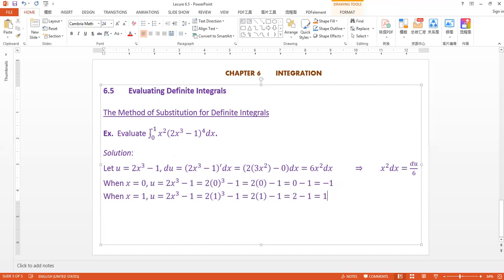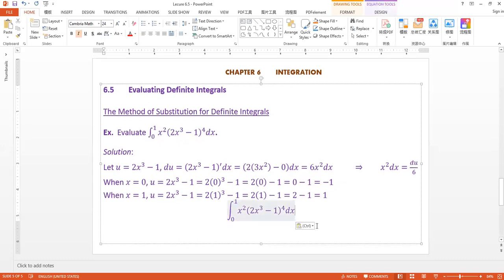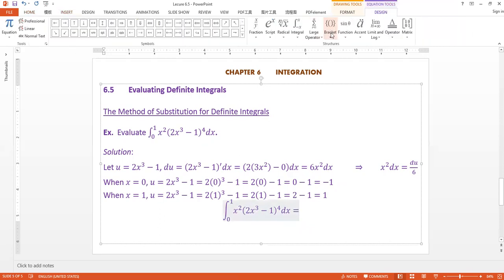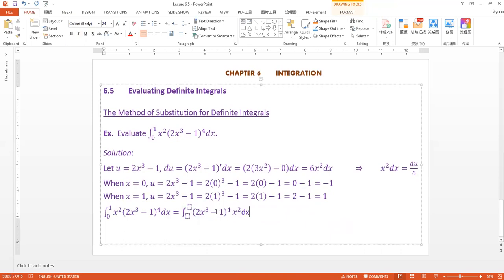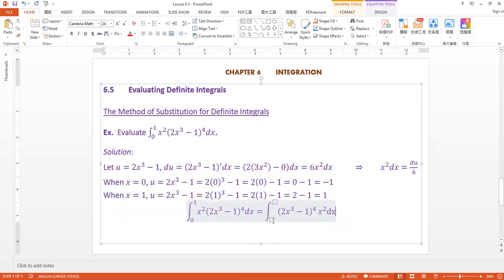Now we can rewrite the original integral into the new integral based on the new variable u. Let's do it one by one. First we put (2x cubed minus 1) to the 4th in the front, then we move x squared to the back and multiply dx. And the integral is from 0 to 1.